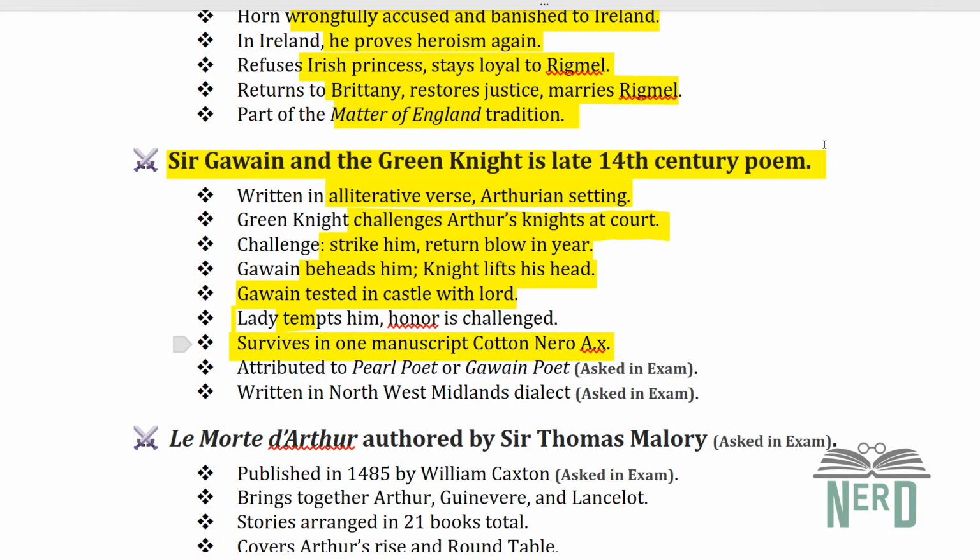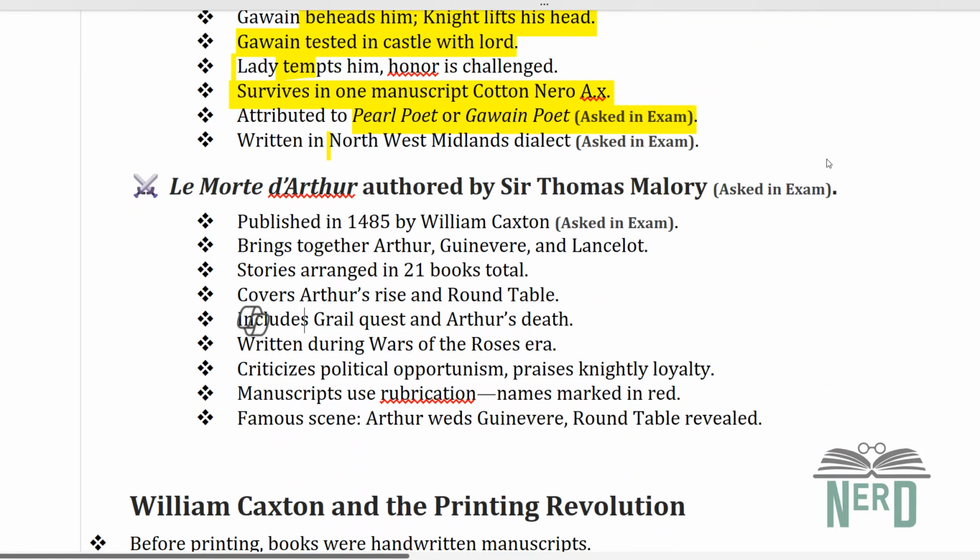The poem survives in a single manuscript, Cotton Nero A.X., alongside Pearl, Cleanness, and Patience. All four are attributed to the mysterious Pearl Poet or Gawain Poet, who wrote in the Northwest Midlands dialect. These Pearl poets were once asked in exam.